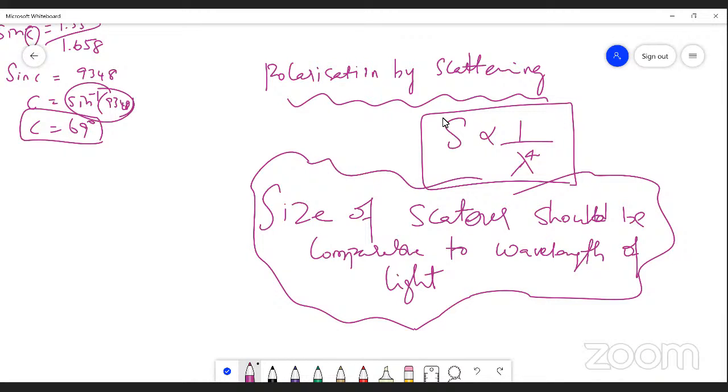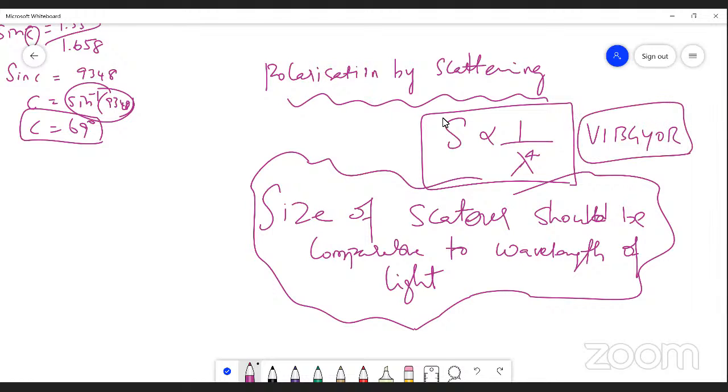A good example is air molecules. When sunlight, which is polychromatic and includes all colors, is incident on the Earth's atmosphere, it is scattered by the air molecules. That's why the sky appears blue. It is a very, very important point. The shorter wavelengths are scattered more because scattering is inversely proportional to the fourth power of wavelength. Am I right? Yes or no? Yes, sir.